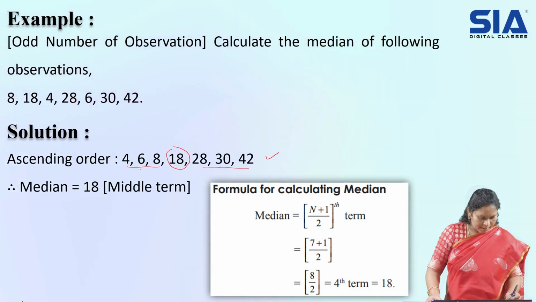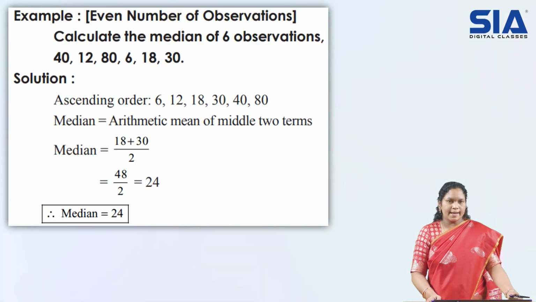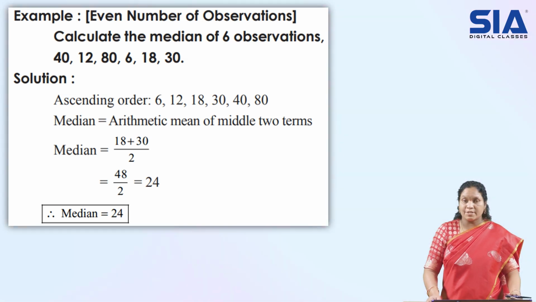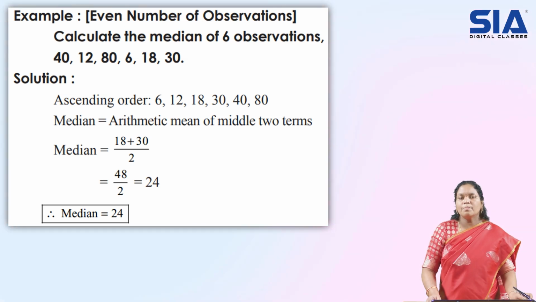Now let us check it out for even data. Here is an example for even data: calculate the median of 6 observations. 6 means even data, so we cannot decide exactly the middle value here. We have to take the average of the middle two values.